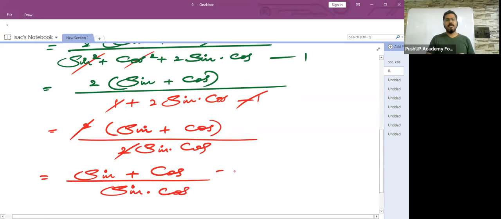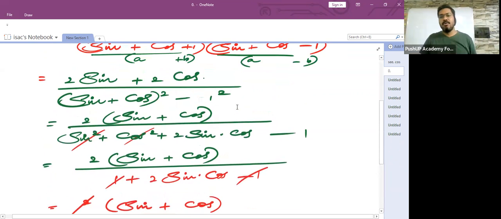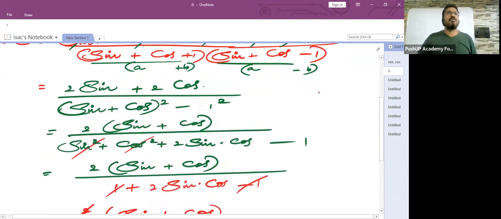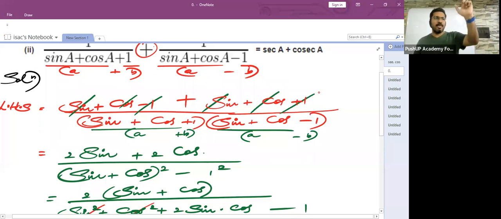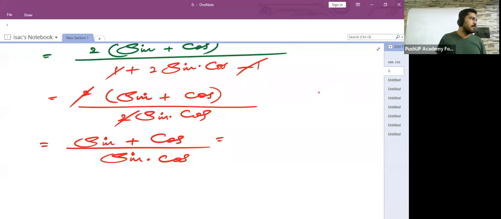Online students, if you have any doubt, please interrupt me and ask your questions. Okay, don't wait for the end. Okay. Now, is this the required answer? No. We needed sec plus cosec, isn't it? So you learned a method yesterday, individually dividing the numerator with the denominator, isn't it?